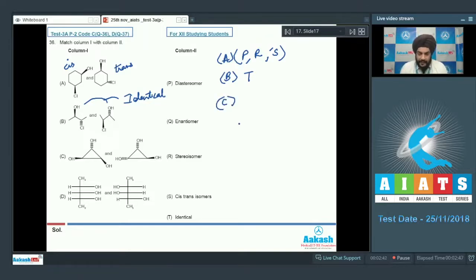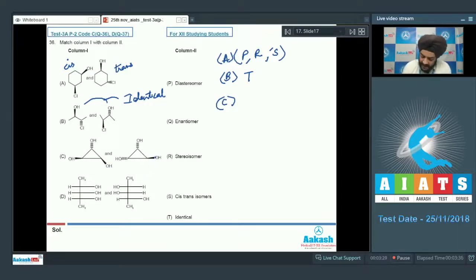Let us look at option C now. In option C, we have two structures, both of which are isomers of 1, 2, 3 trihydroxycyclopropane, in which two OH groups are in the same direction while one of them is in the different direction in both the structures. The first structure contains two OH groups at the wedge direction, whereas in the second structure the two OH groups are present in the dash position. So students, they might be identical or they might be enantiomeric.